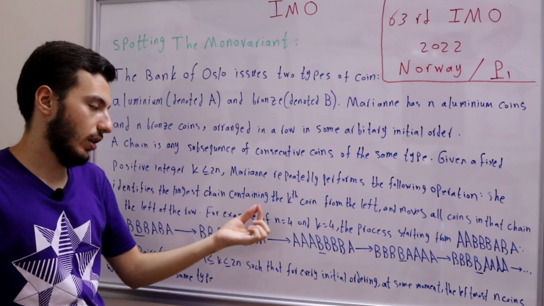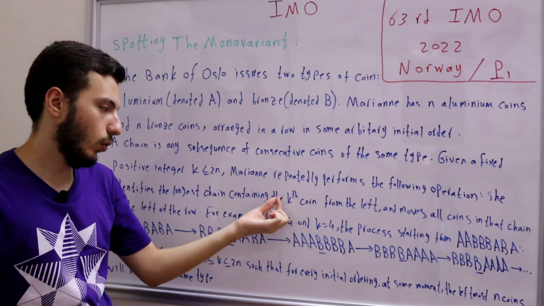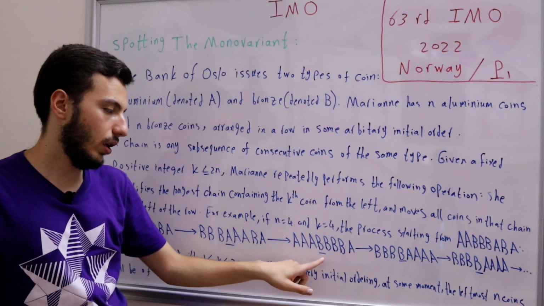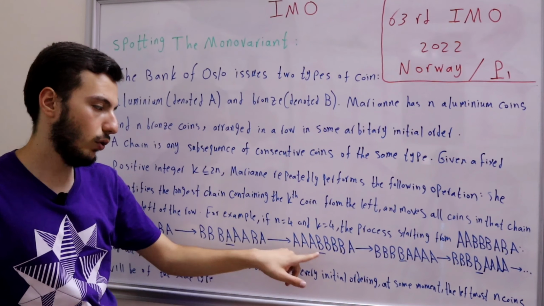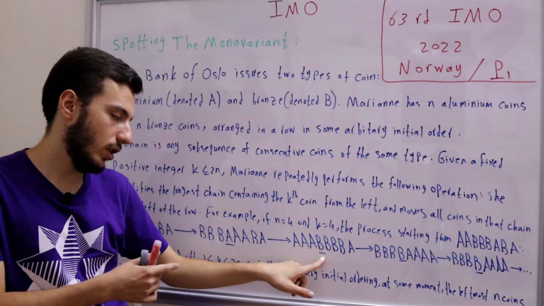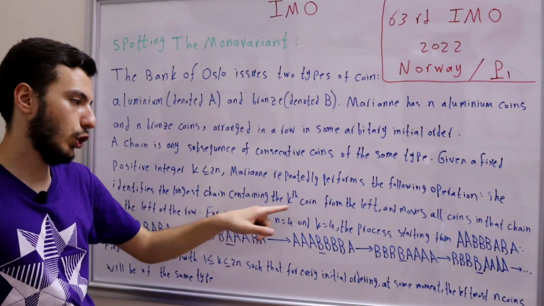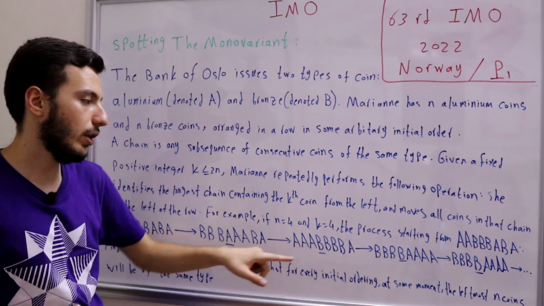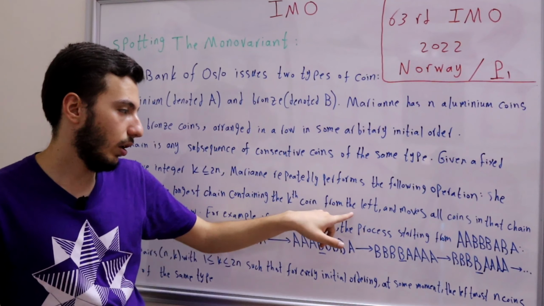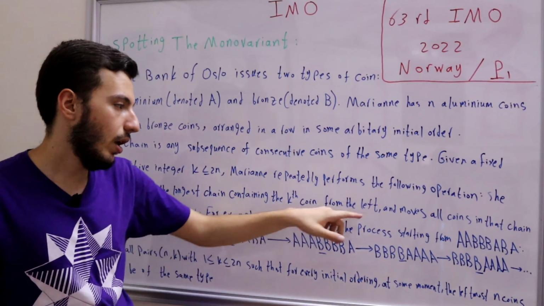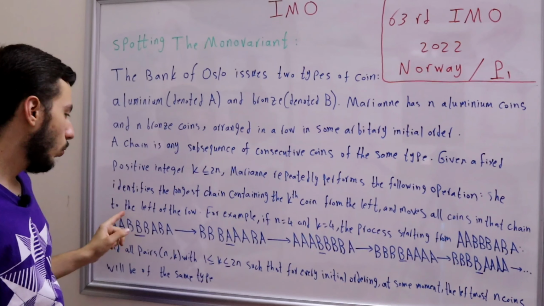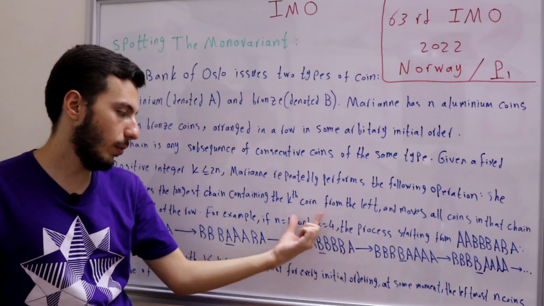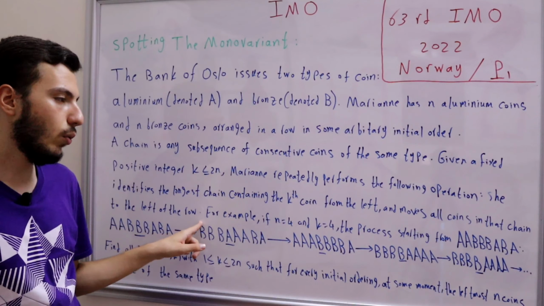So we've got an index k, and we take a look at it. For example, if k equals 4, we're focusing on this B, and what is the longest chain here containing this B? It's B, B, B, B, this chain. So what do we do to this chain? She moves all coins in that chain to the left of the row, from the left, of course. So we take these 4 B's and put them here, simply.